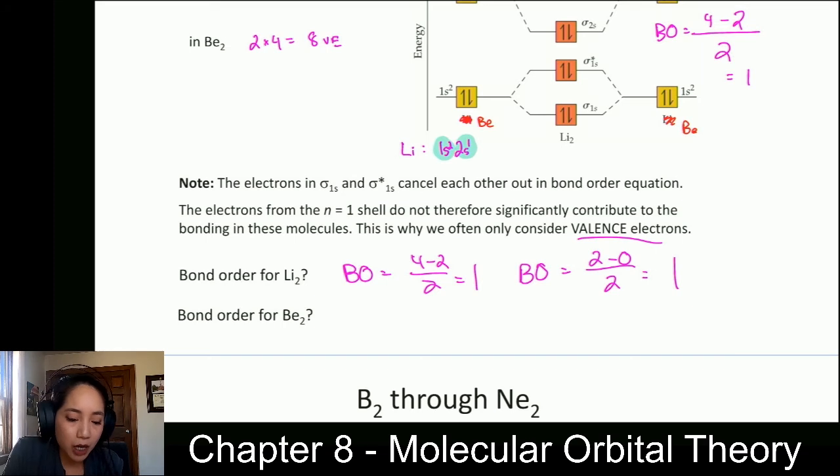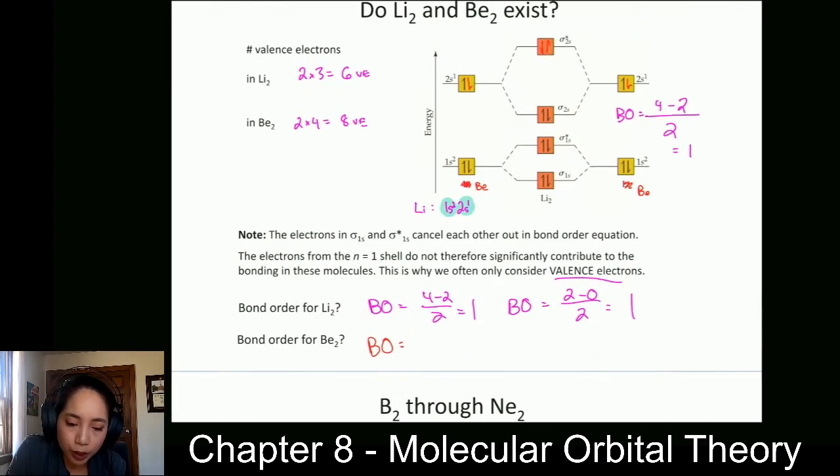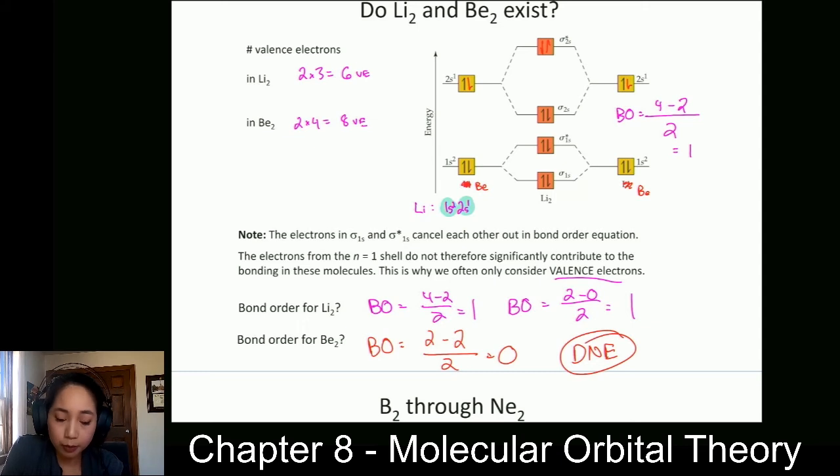If we calculate bond order, again, if we just worry about valence shell electrons, because we know that these ones cancel, we see that there's 2 electrons in the bonding sigma 2s orbital, and then there's 2 electrons in the sigma star antibonding 2s orbital. So 2 minus 2 over 2 equals 0. So the bond order for diatomic beryllium is 0, so this molecule does not exist. But diatomic lithium should exist because it has a bond order of 1.